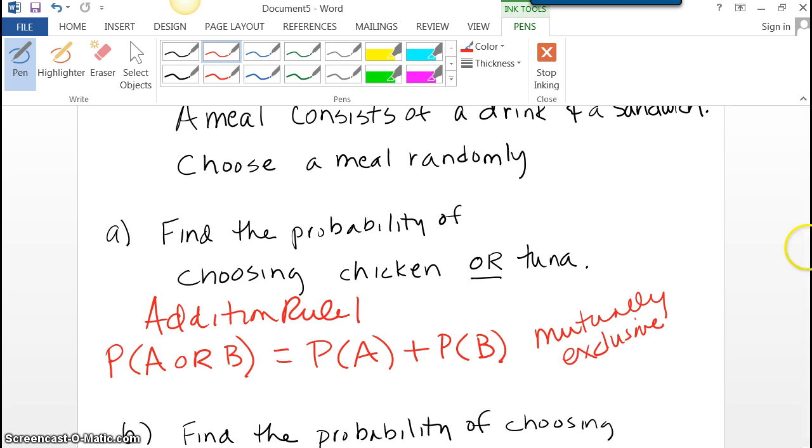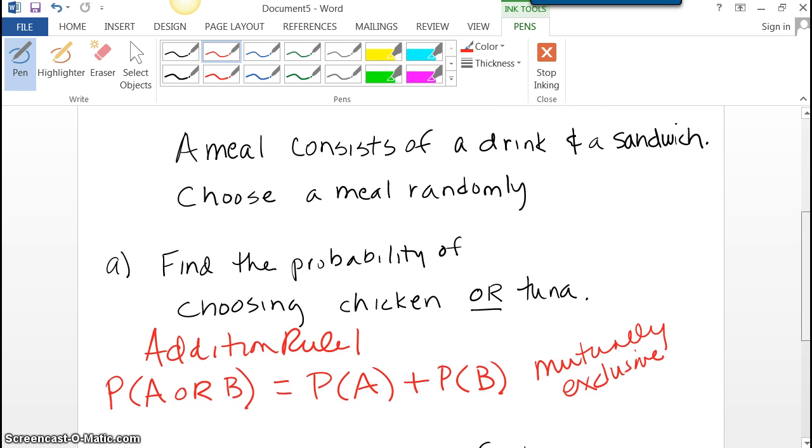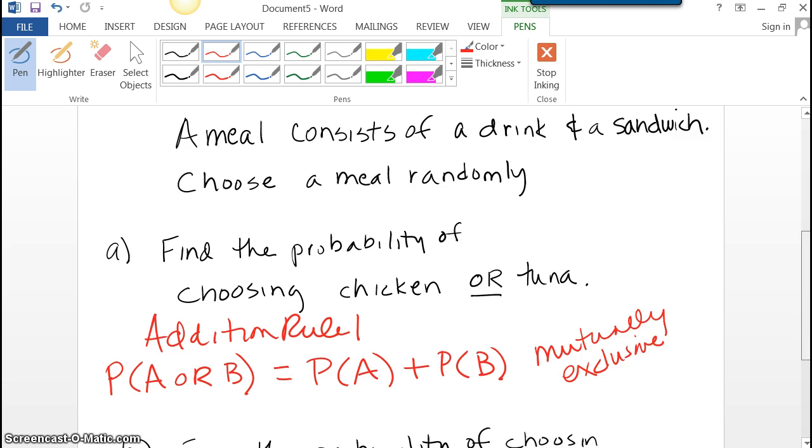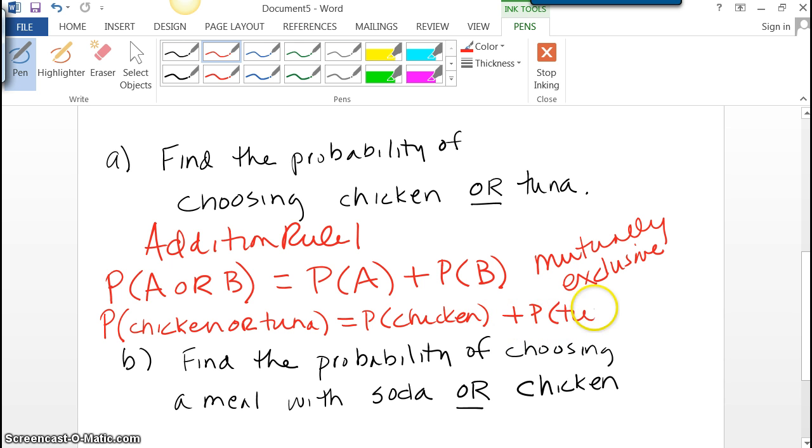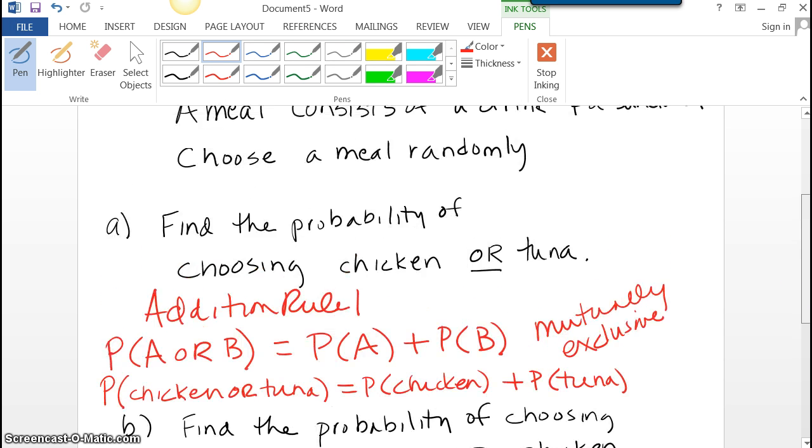So we've already said that a meal consists of a drink and a sandwich, and you can only have one kind of sandwich. So chicken, tuna are mutually exclusive of each other, and so we're going to be using addition rule 1. So the way we'll be working this problem is, we'll be asking ourselves, what's the probability of choosing chicken or tuna? And we're going to find the probability of chicken, and then we'll just add it to the probability of tuna.